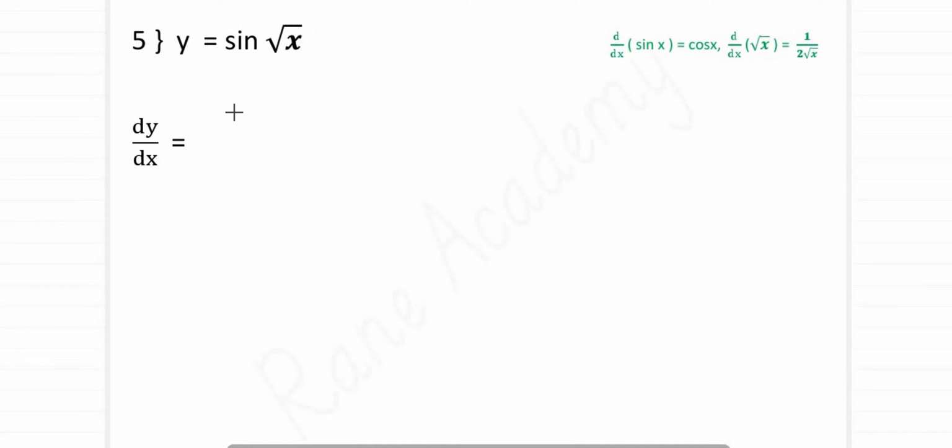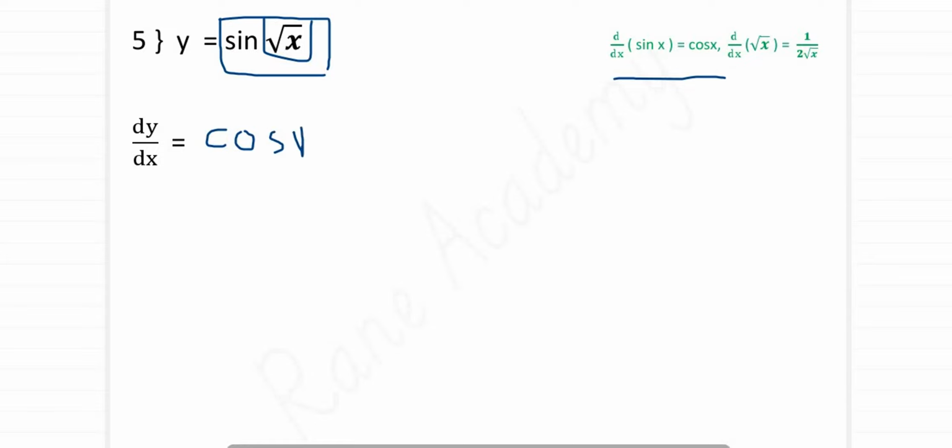Question number 5, the function is y is equal to sin root x. So here the outermost function is sin root x, and inside that we have one more function, root x. So the derivative of sin x is cos x. So the derivative of sin of root x will be cos of root x, and instead of x we have root x, and we know that derivative of root x is 1 upon 2 root x. So the answer is cos of root x into 1 upon 2 root x.